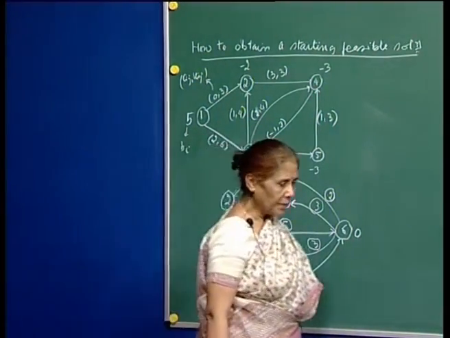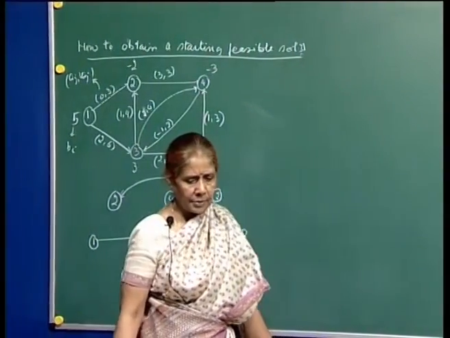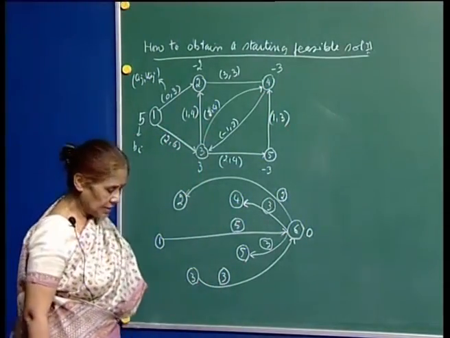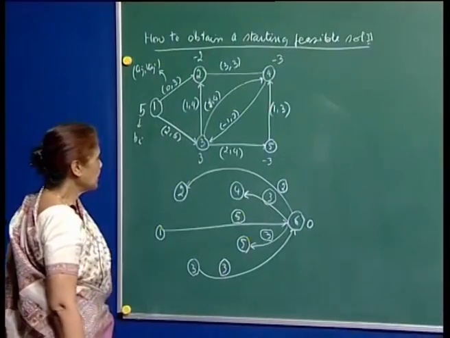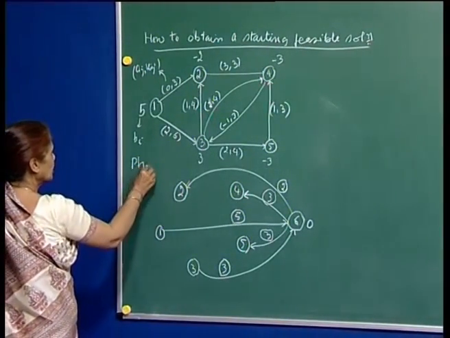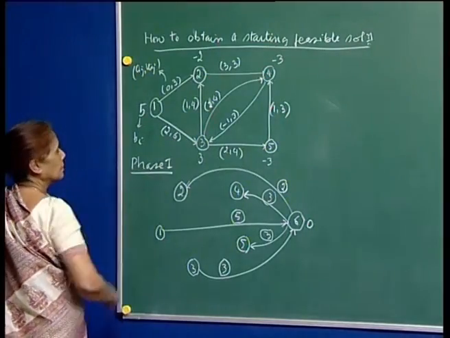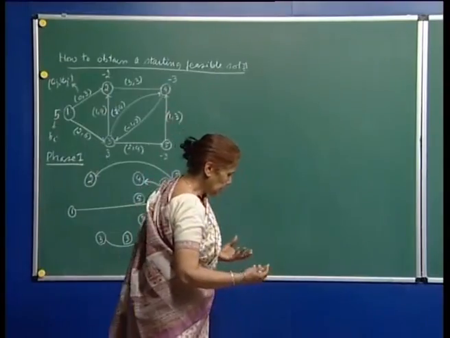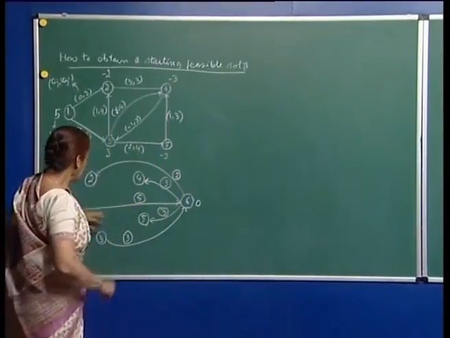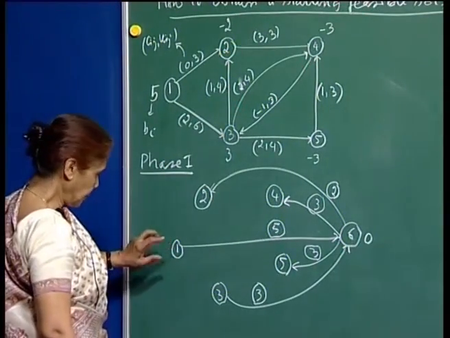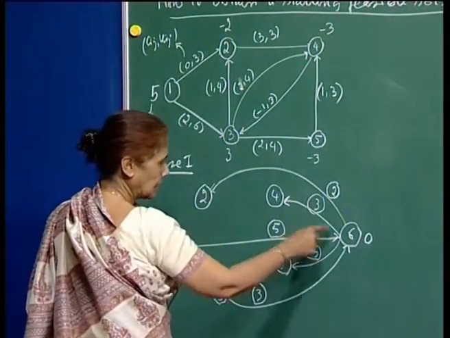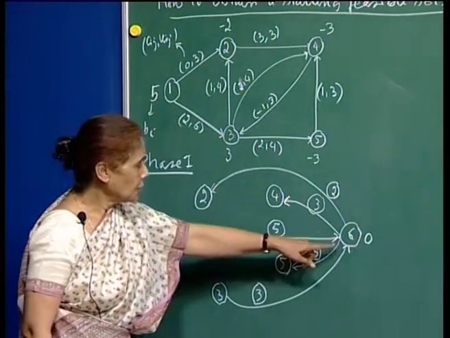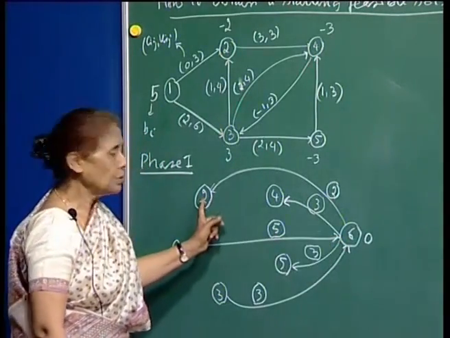There is always more than one way of obtaining a starting basic feasible solution. I will indicate both to you, but we will discuss this one in a little more detail, and this is phase 1. The idea is that you add an artificial node, node 6, to the network, and connect all nodes which have positive supplies with an arc coming into 6, and all the market points, that is 2, 4 and 5, with an arc going from 6 to that node.